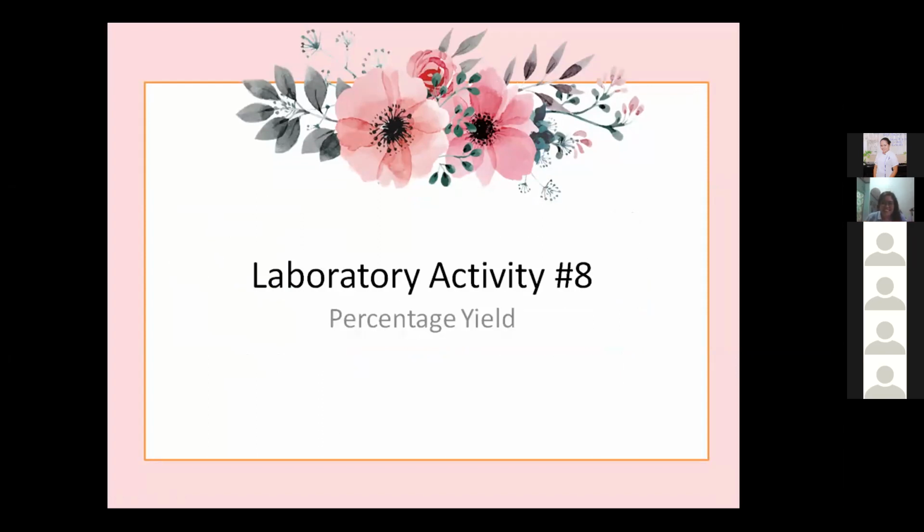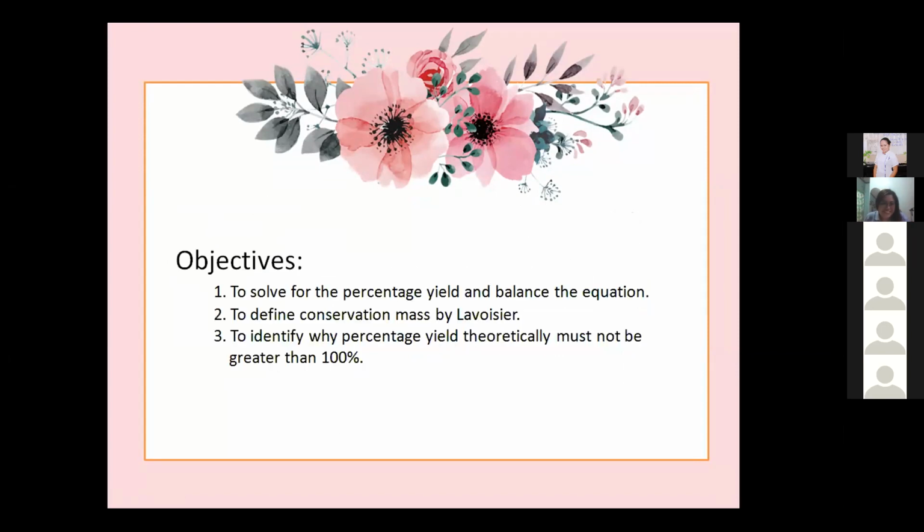So, for this afternoon, we will present the post-lab of laboratory activity number 8, which is entitled the percentage yield. For the objectives, number 1, to solve the percentage yield and balance the equation. Number 2, to define conservation of mass by Lavoisier. Number 3, to identify why percentage yield theoretically must not be greater than 100%.